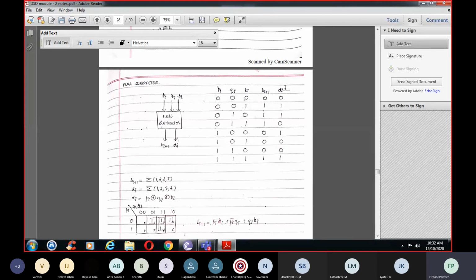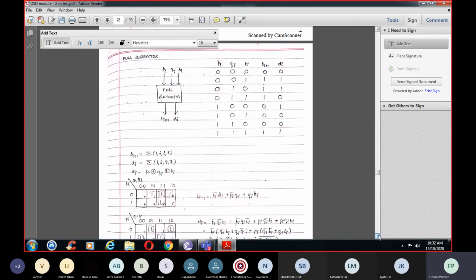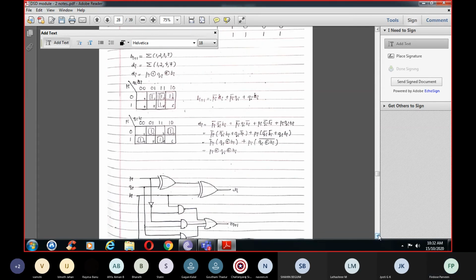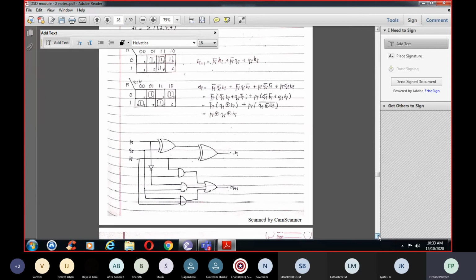In the same way, difference, where is it 1? It is 1 at decimal number 1. You see here 1. Okay, corresponding row 1. This is 2. This one is at 4 and this one is at 7. So 1, 2, 4, 7. In the same way as we have seen for full adder, you have to put the K map and you have to write the expression and draw the circuit.